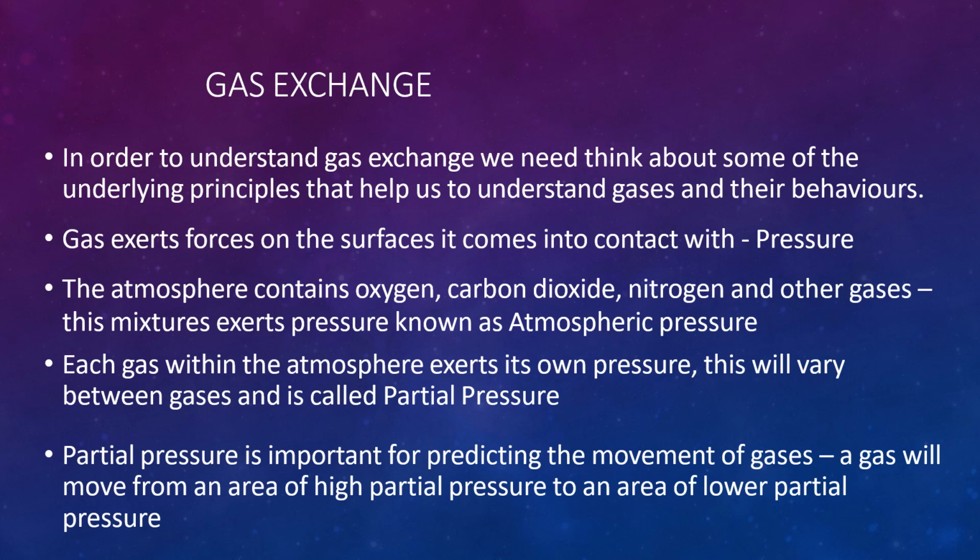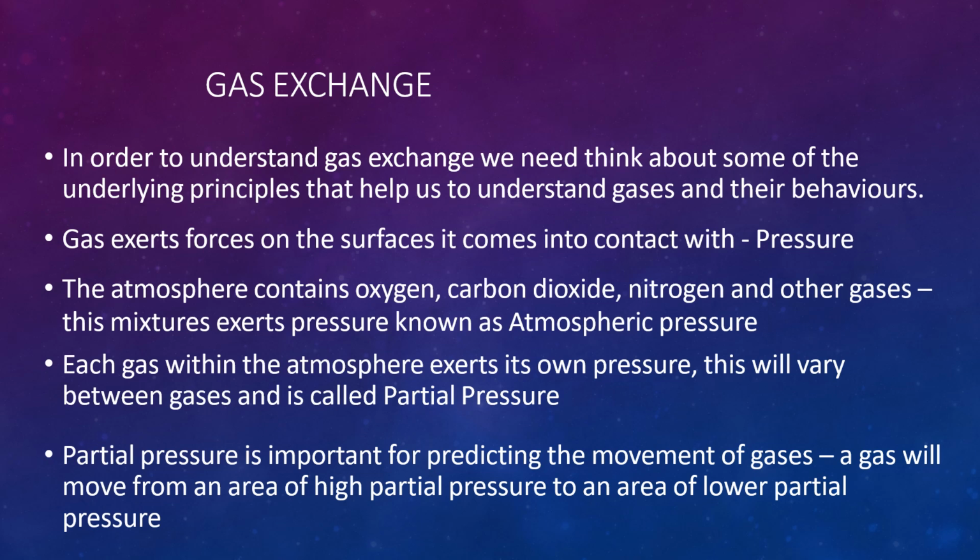In order to understand gas exchange, we need to think about some of the underlying principles that help us understand gases and their behaviours. Gas exerts force on the surface it comes into contact with, called pressure. The atmosphere contains oxygen, carbon dioxide, nitrogen, and other gases. The mixture exerts pressure known as atmospheric pressure. Each gas within the atmosphere exerts its own pressure. This will vary between gases and is called partial pressure. Partial pressure is important for predicting the movement of gases.